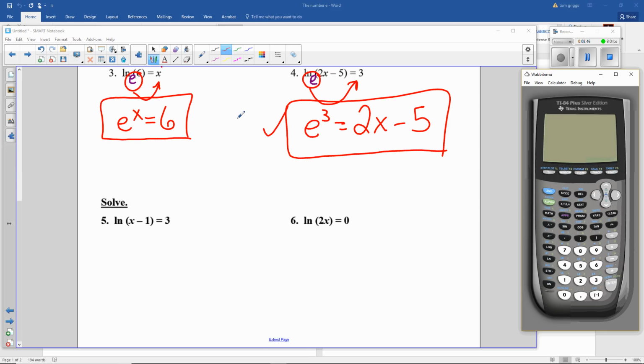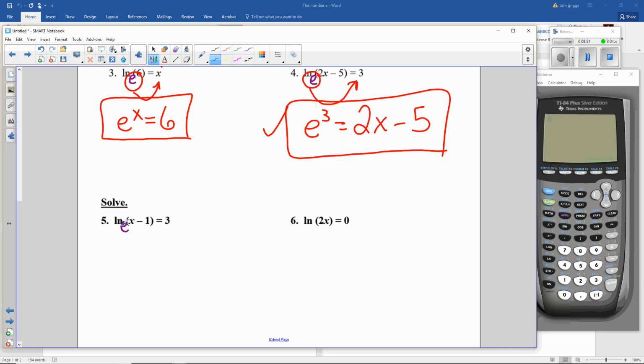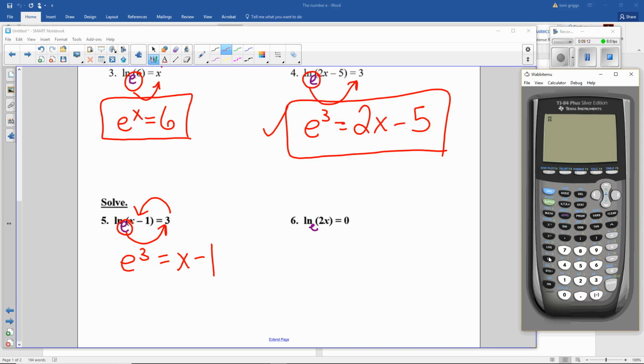We are, however, going to solve 5 and 6. I'm going to give them both a base e. Remember, anytime they give us a natural log, we're going to do the swirly method to convert it. Now, e to the 3rd, we can type in the calculator. And we get approximately 20.0855.